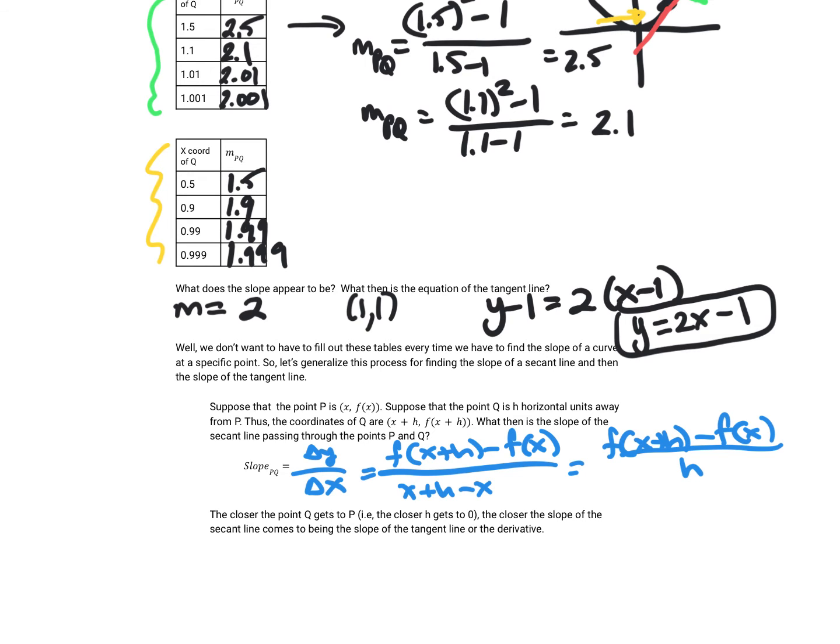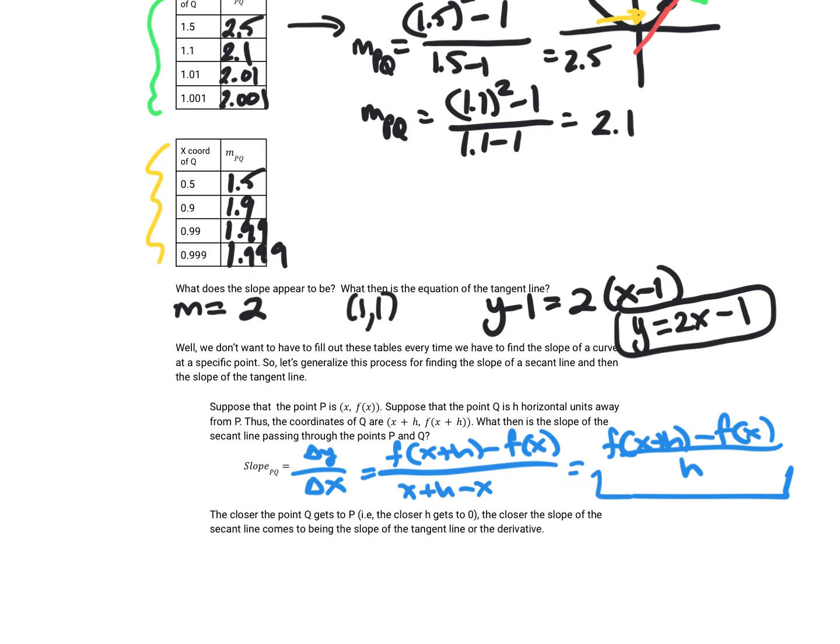And look at what we did in the table below. We made the distance between P and Q get smaller and smaller. And when that happens, remember what we labeled as the distance between P and Q on the first page. It was h. So we want to see, as h gets closer and closer to 0, what does this difference quotient become? In other words, as the distance between the points P and Q gets smaller and smaller, the secant line is going to get closer and closer to actually being the tangent line.